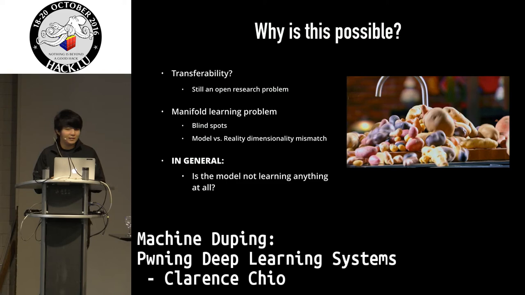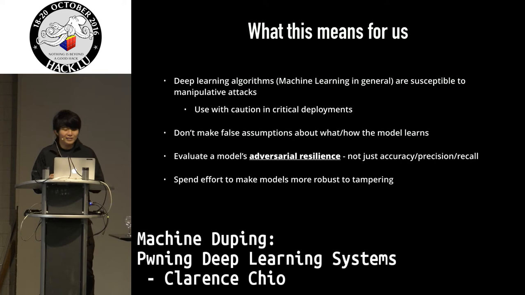So what this means is that whenever you deploy machine learning models, you should use them with caution, especially in critical deployments where there's human life at stake, or when there's large financial loss at stake. You shouldn't make false assumptions about what the model learns, and you should always evaluate how resilient a model is in the face of adversarial attacks, and you should spend effort to make models more robust.